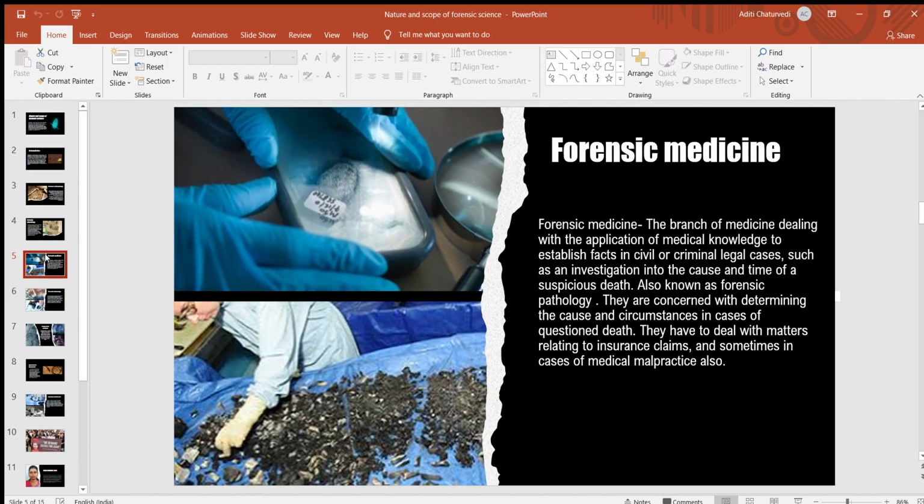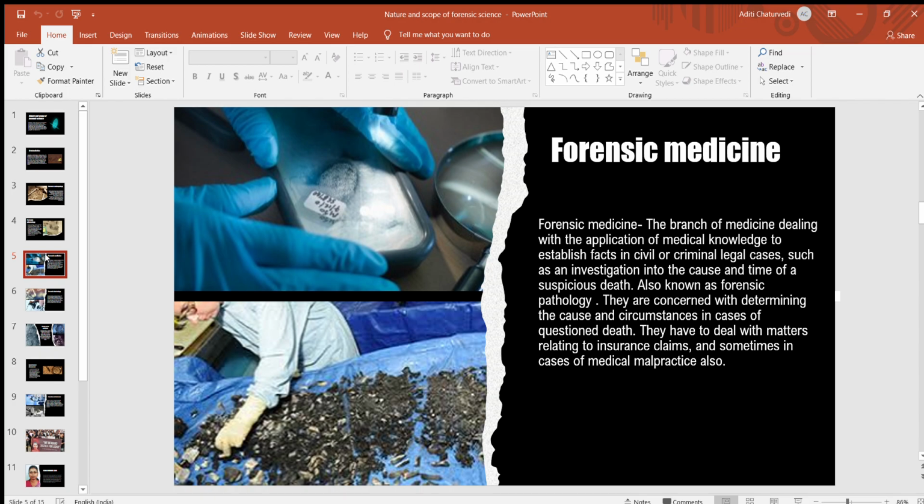Next is forensic medicine. Forensic medicine is the branch of medicine dealing with the application of medical knowledge to establish facts in civil or criminal legal cases, such as an investigation into the cause and time of a suspicious death, also known as forensic pathology. A forensic pathologist is someone who investigates the cause of sudden and unexpected death and can provide evidence in court regarding the cause and time of such deaths.